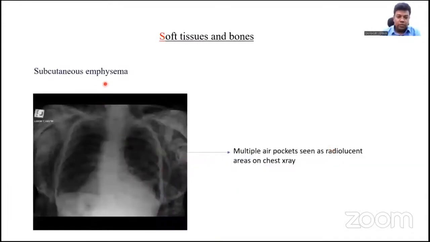This is an X-ray film of subcutaneous emphysema. In subcutaneous emphysema, there is a collection of air in the subcutaneous tissue, and so multiple air pockets can be seen throughout the X-ray. These are all the air pockets, which are seen as hyperlucency in the chest X-ray. Most subcutaneous emphysema resolves on its own and nothing has to be done, but sometimes surgery may be needed for the evacuation of these gases.